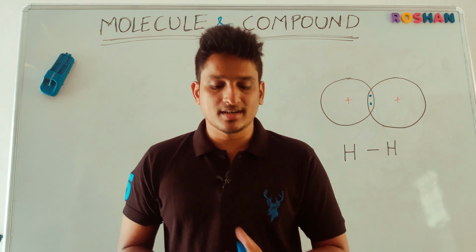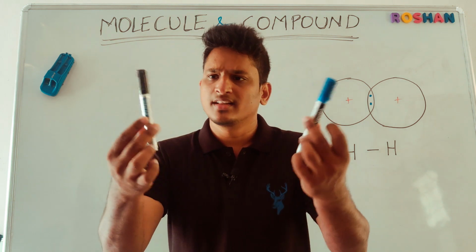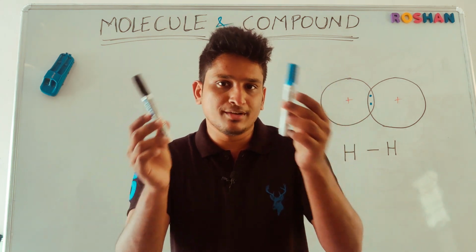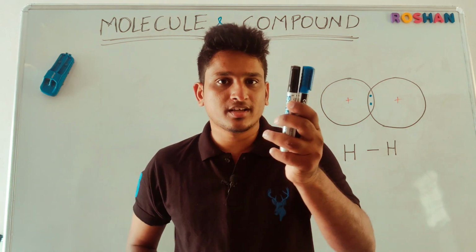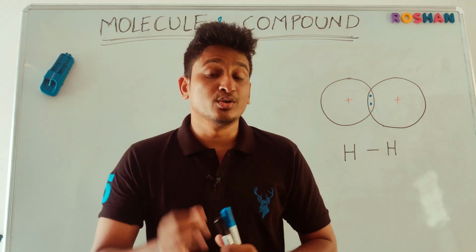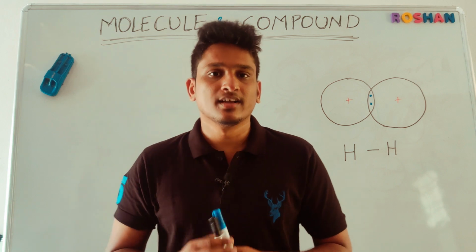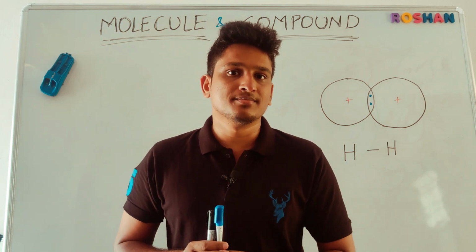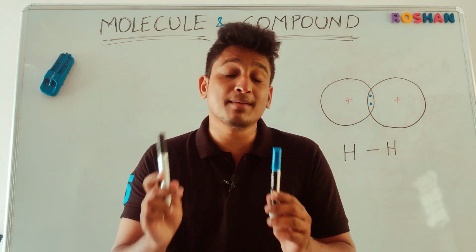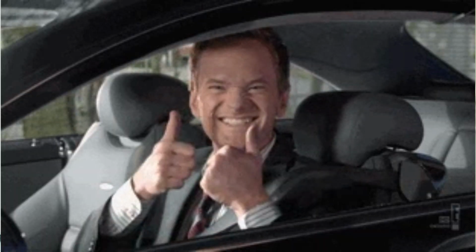But the problem is, students, for example, these markers, they are matter, they are made up of atoms. Yes or no? If I combine them, does it form a molecule? The answer is no. So you have to be very specific: when two or more atoms are combined chemically, it is called a molecule. What does it mean by chemically?